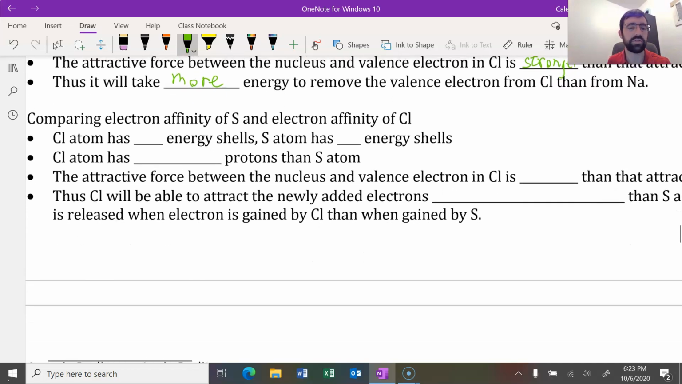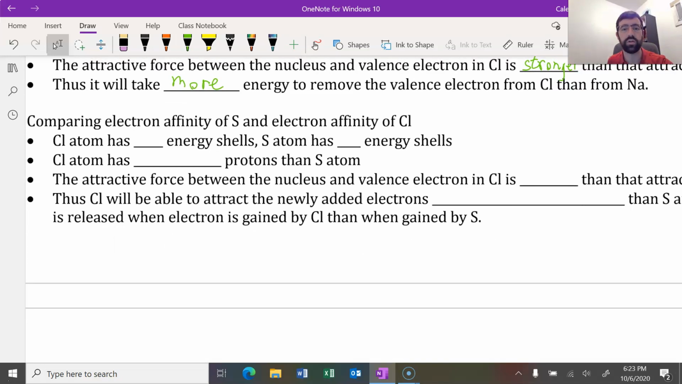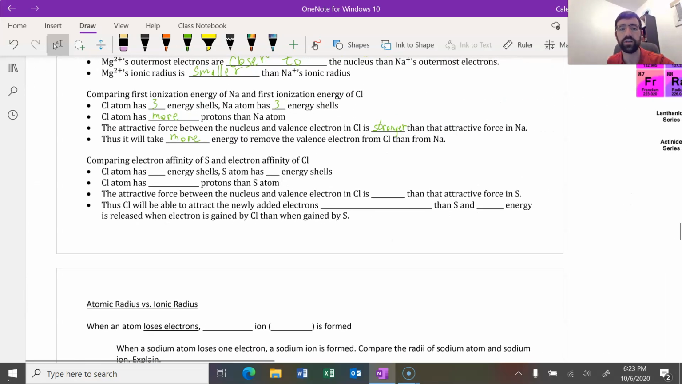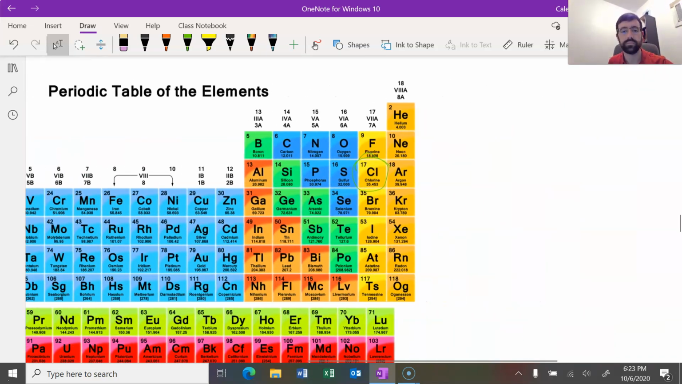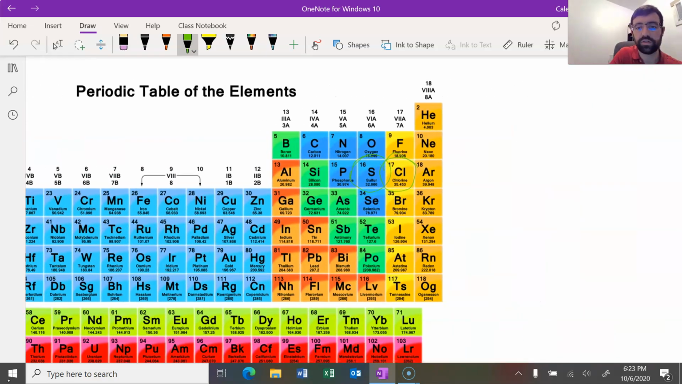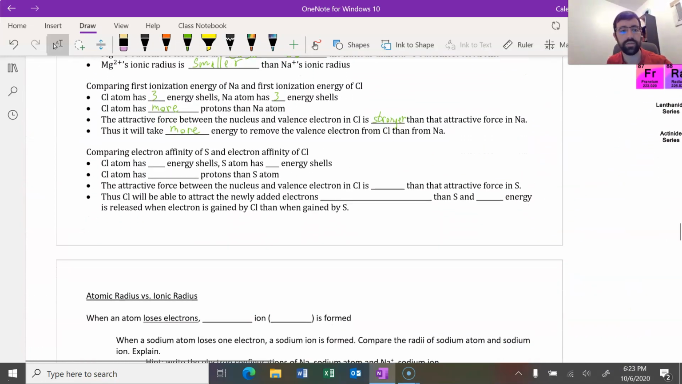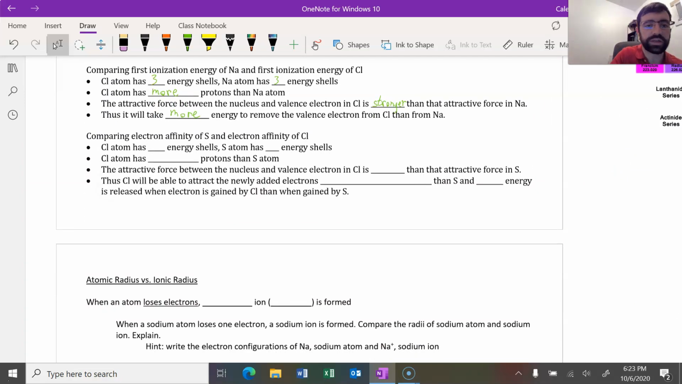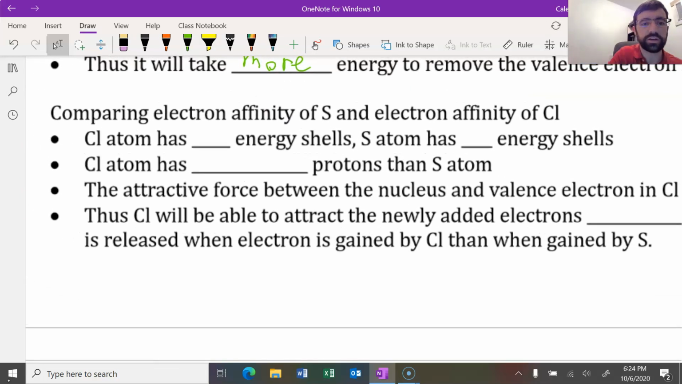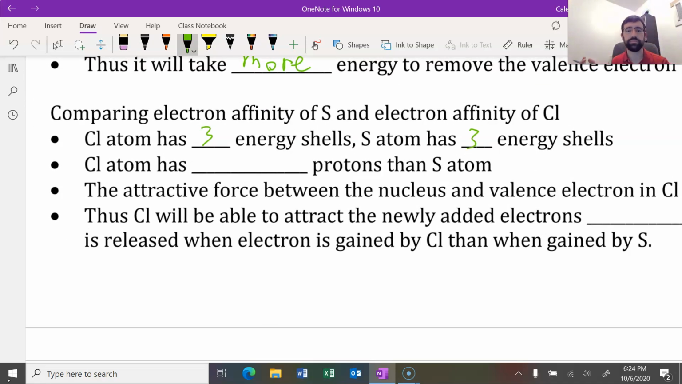All right, comparing the electron affinity of sulfur and chlorine. So let's look at sulfur and chlorine. Sulfur's right next to chlorine. It's got 1 fewer proton. They're both in the 3rd energy level. So the chlorine atom has 3 energy shells and sulfur has 3 energy shells. The chlorine atom has more protons than sulfur because it's 1 further over towards the right.